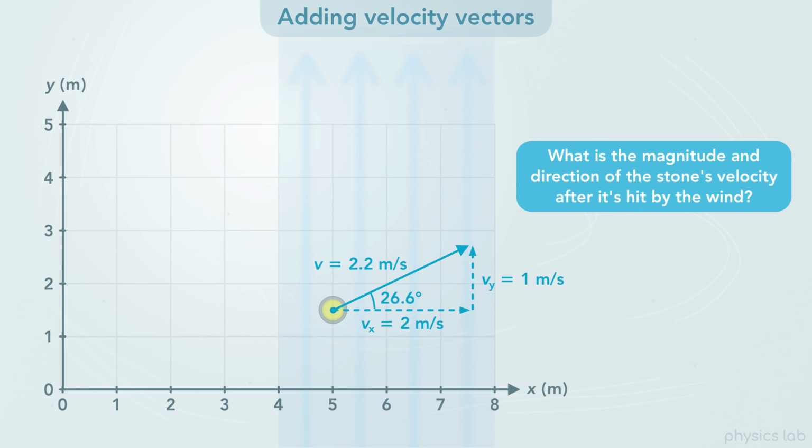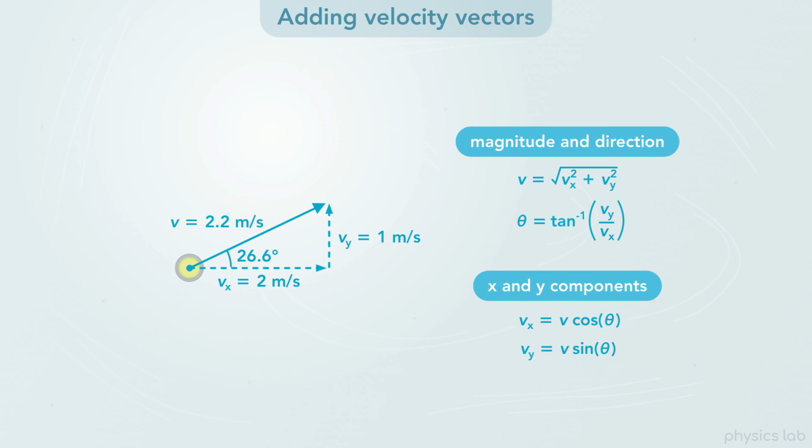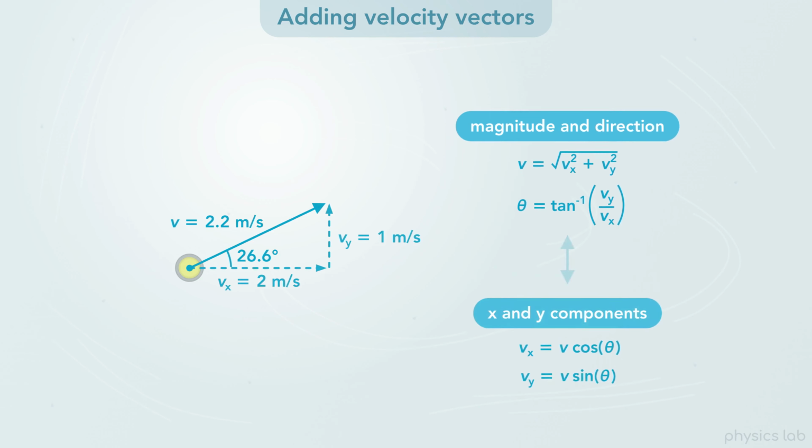So, at this moment in time, when the stone is being pushed by the wind, the stone is moving 2.2 meters per second at an angle of 26.6 degrees. That's the actual magnitude and direction of the stone's velocity, and Vx and Vy are the components of that velocity in the x and y directions. So that's how we describe the velocity of an object in two-dimensional motion. We can use the x and y velocity components, or we can use the magnitude and the angle. And we can convert between them to answer different questions about the motion.